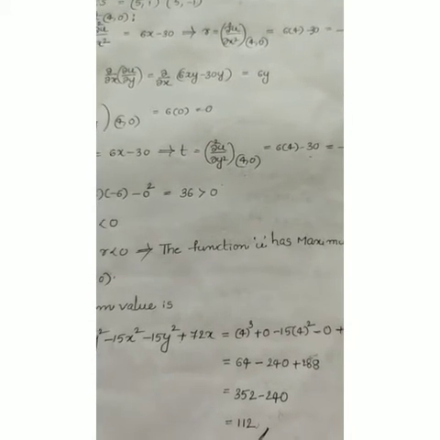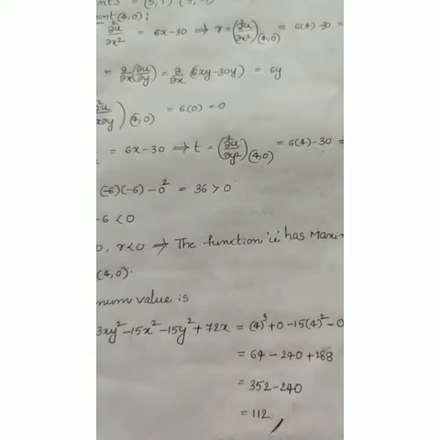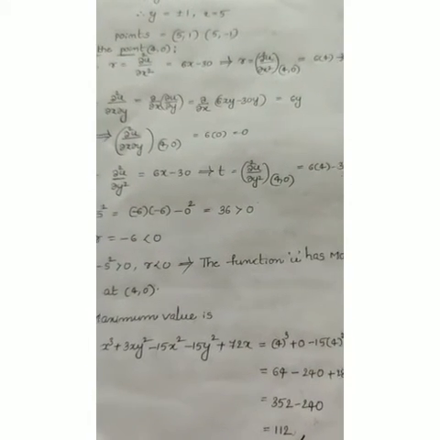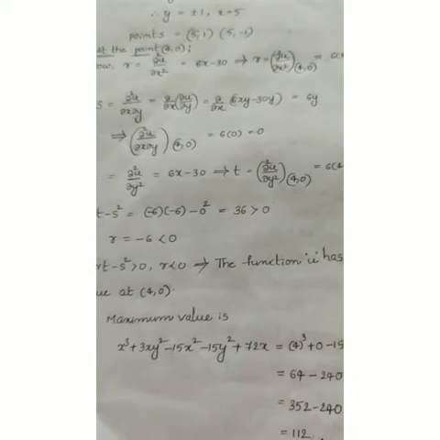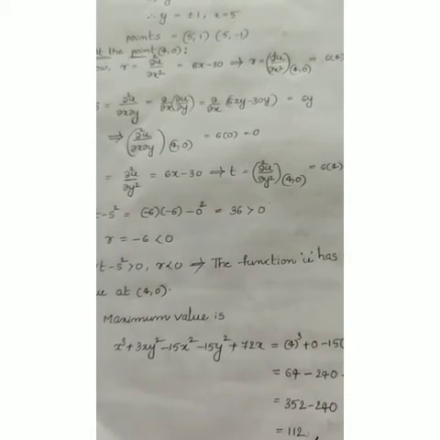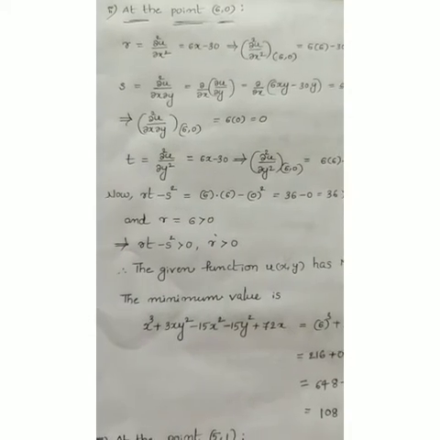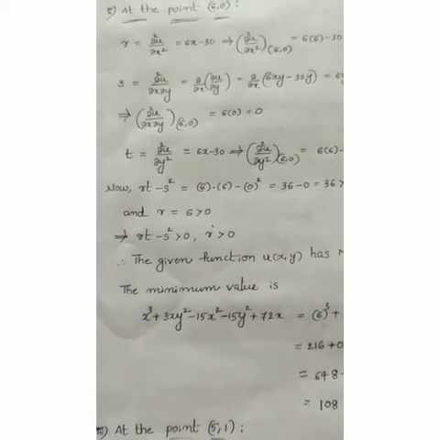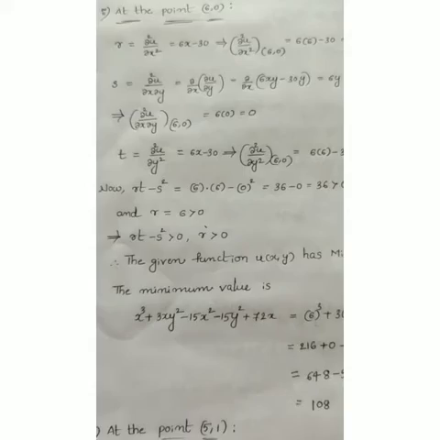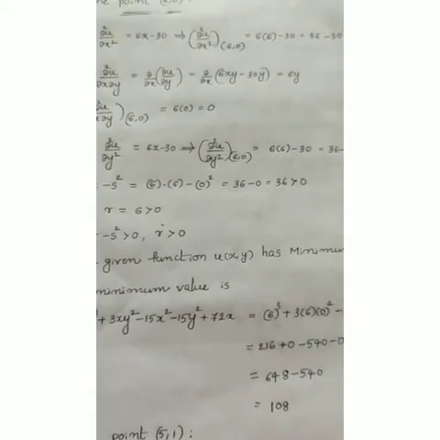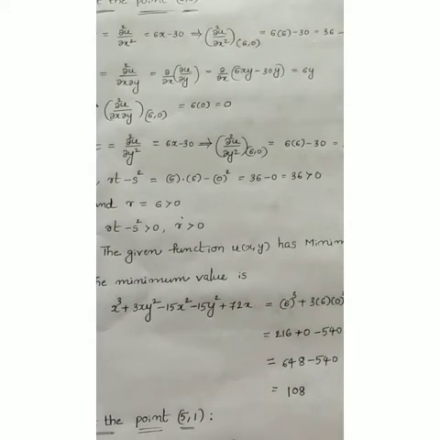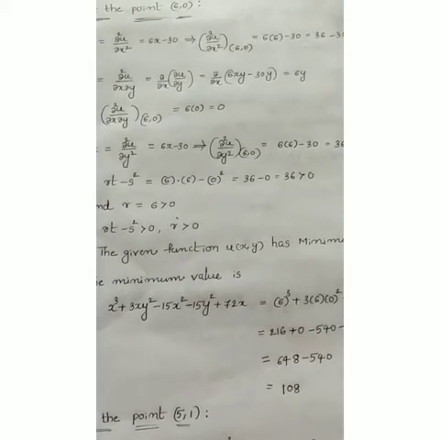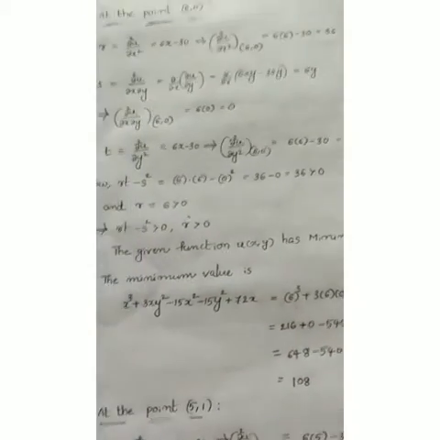So 352 minus 240, that is 112. So this is the maximum value of the function at the point (4, 0). Next, at the point (6, 0), R equal to 6x minus 30, that is ∂²u/∂x² at (6, 0) is 6 into 6 minus 30, that is 36 minus 30, which is 6.